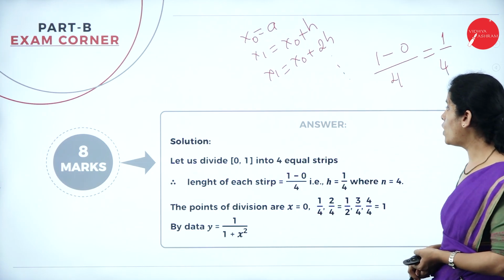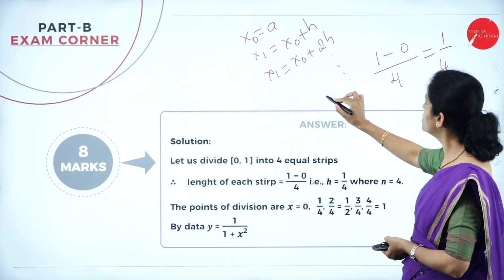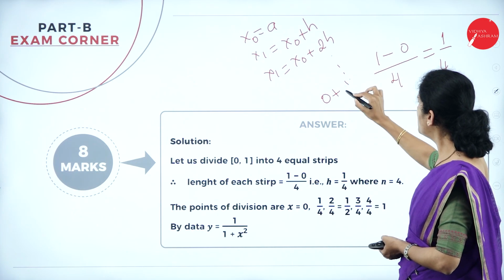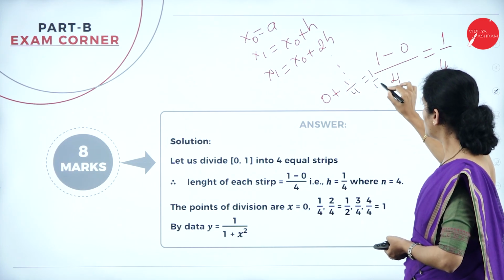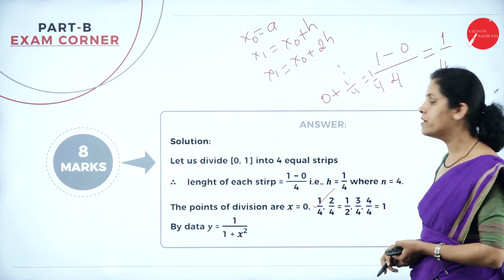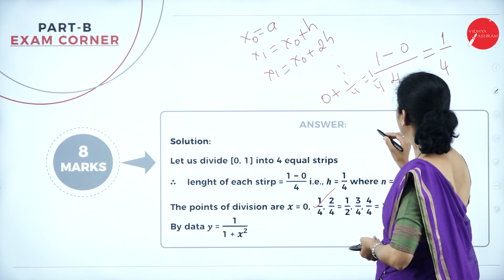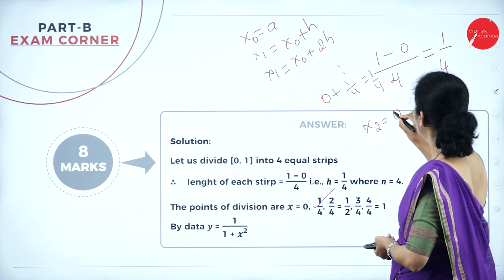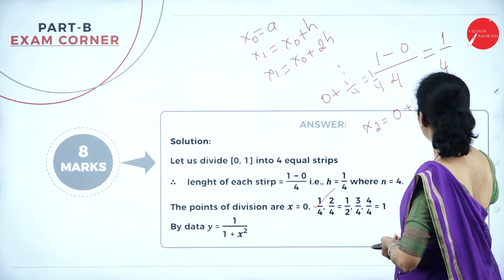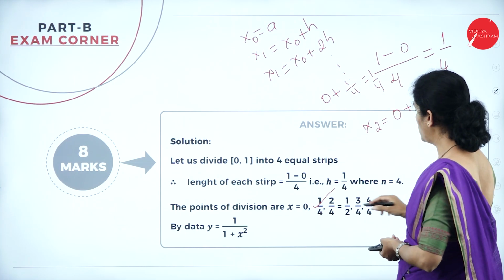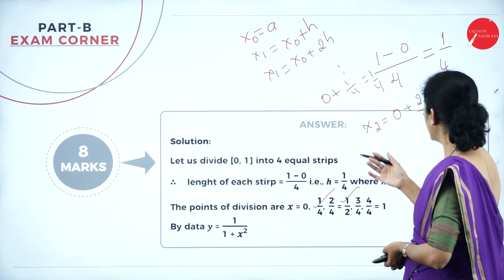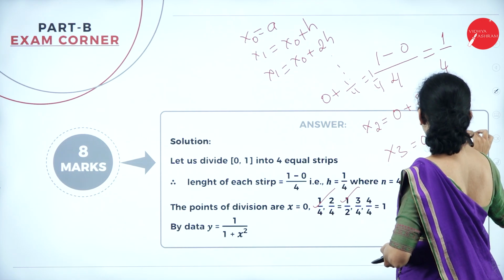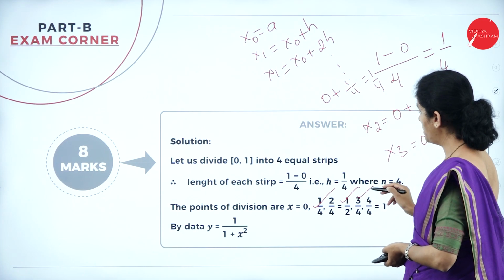Okay, fine. So, what is x naught? x naught is 0. 0 plus h is 1 by 4. So I got 1 by 4. Next, x2 equal to 0 plus 2 by 4. So the answer is 1 by 2. I got 1 by 2. Next, x3 equal to 0 plus 3 by 4. Answer is 3 by 4. I got 3 by 4.